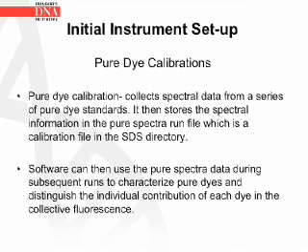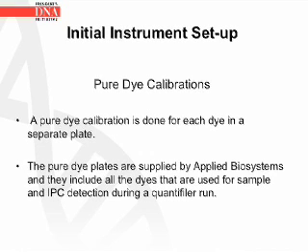The pure dye calibration collects spectral data from a series of pure dye standards. It then stores the spectral information in the pure spectral run file, which is a calibration file in the SDS directory. Software can then use the pure spectral data during subsequent runs to characterize pure dyes and distinguish the individual contribution of each dye in the collective fluorescence. A pure dye calibration is done for each dye in a separate plate. The pure dye plates are supplied by Applied Biosystems, and they include all the dyes that are used for sample and IPC detection during a quantifier run.